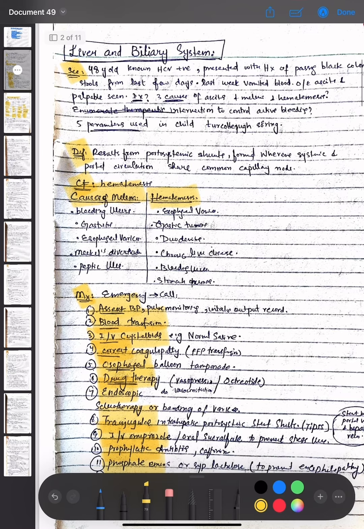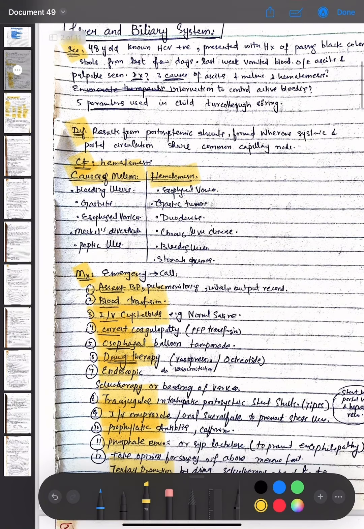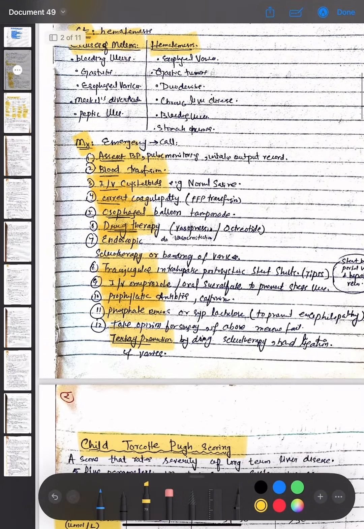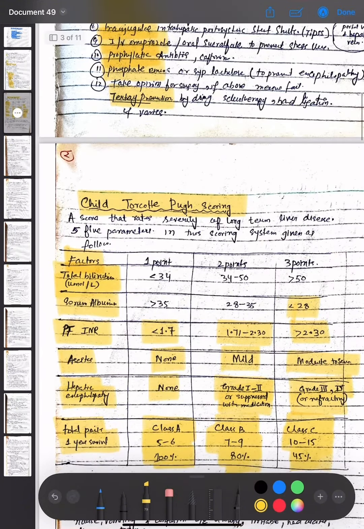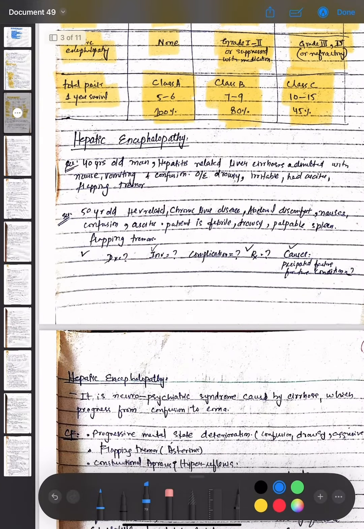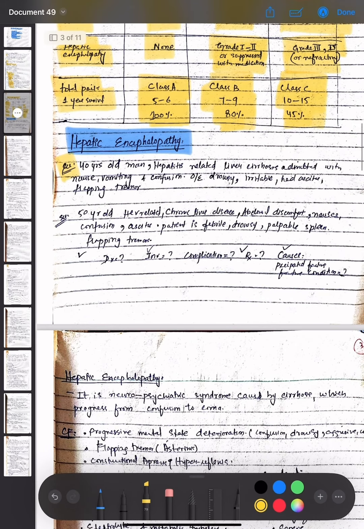We discussed the scenarios, the clinical features, the causes of melena and the causes of hematemesis. Then we discussed the management options and then the Child-Turcotte-Pugh scoring. Now coming to the next topic, that is hepatic encephalopathy. We have a scenario of a 40-year-old man having hepatitis related liver cirrhosis, and he is admitted with nausea, vomiting and confusion. On examination, he is drowsy and irritable and has ascites and flapping tremors.